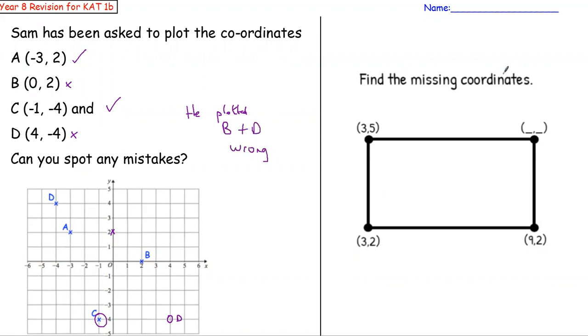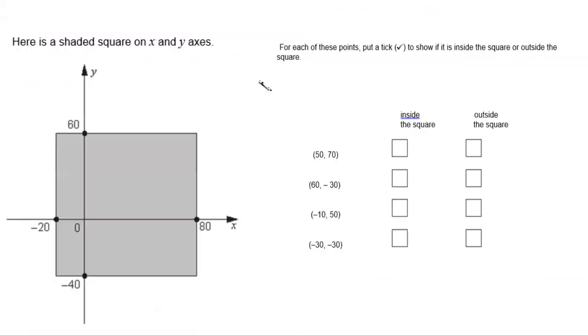Okay, find the missing coordinates. So remember, how many along, how many up? So this surely must be 9 along, and how many up is 9, 5. So that one should have been.